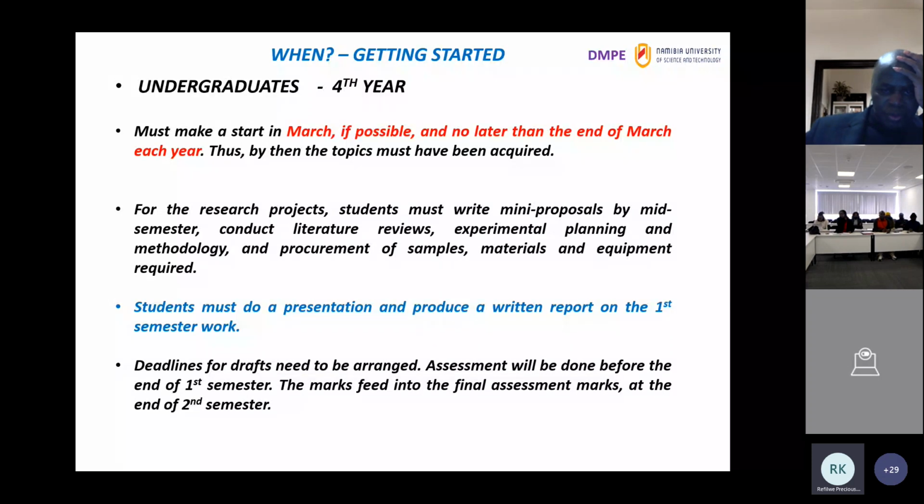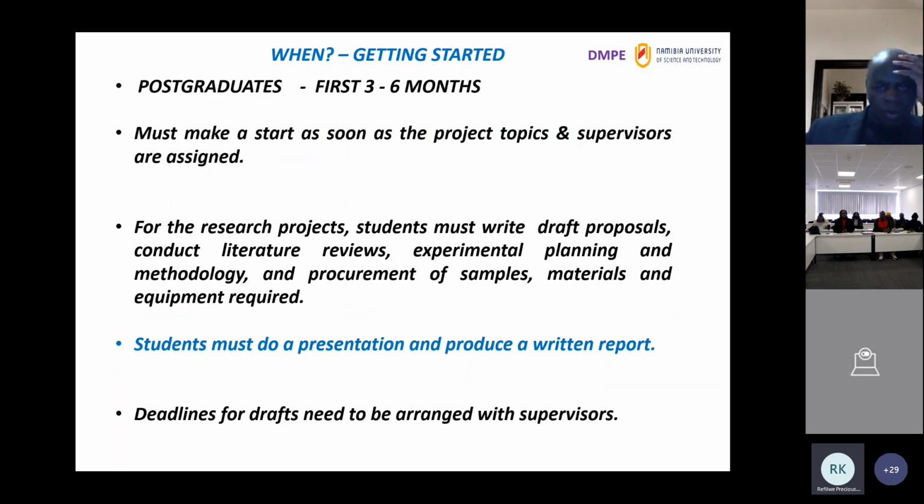The students have to do presentations and submit written reports. Beware of deadlines, and it may differ from department or faculty to faculty. So I've said most of these things, that there are deadlines and reports that are due, both in the first semester and second semester.